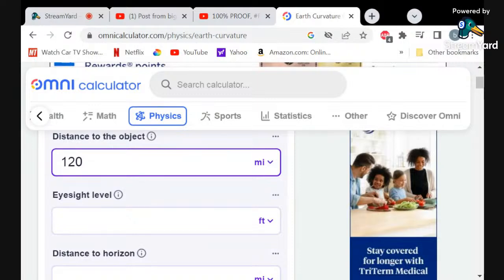What is it? 8 inches times miles squared. Okay, let's start there. You admitted that. Yes, that's what you admitted. I took a picture of that comment in case it's deleted. You said, yeah, 8 inches times miles squared, that's correct. But that's drop, not curvature.